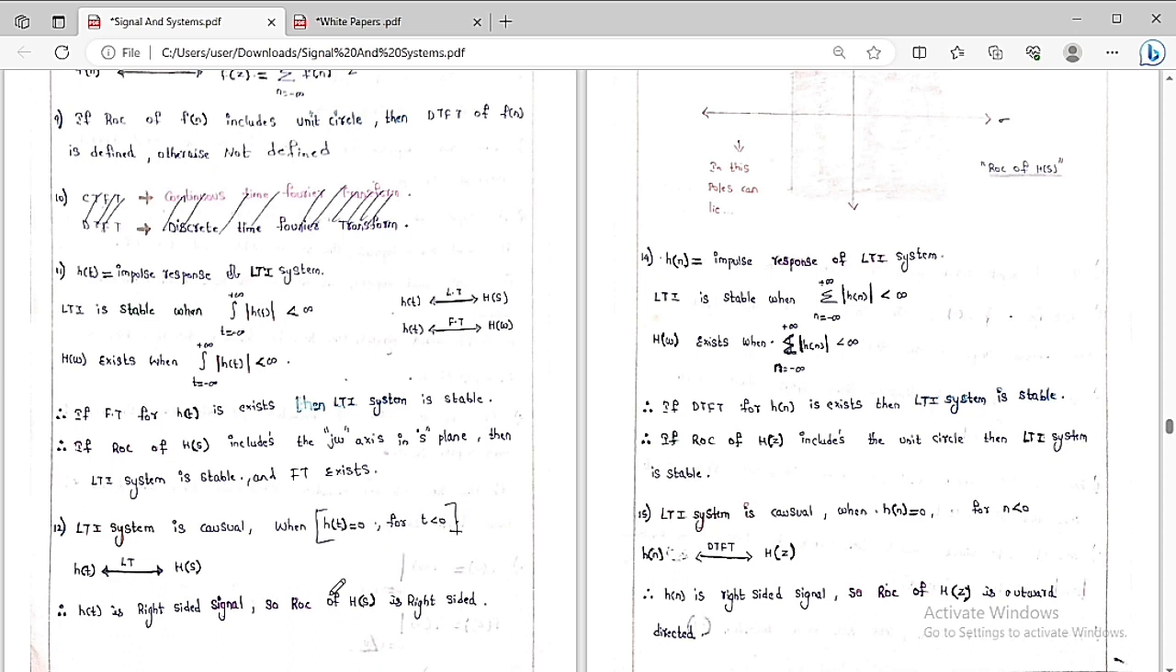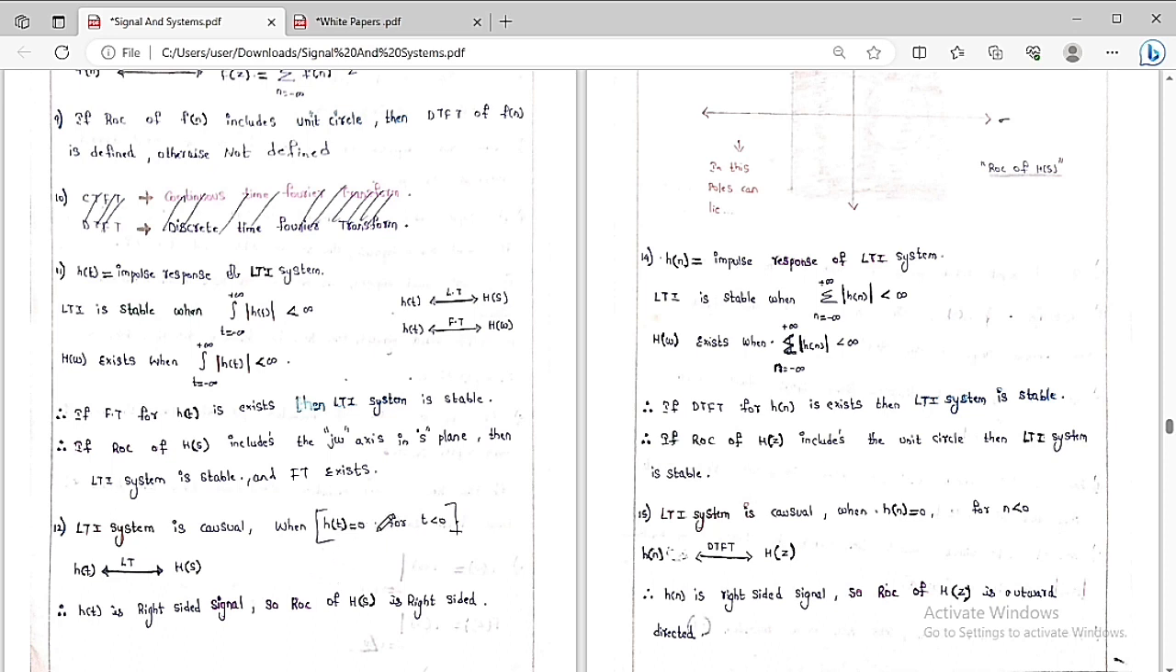So in this case, if you want the LTI system to be causal, then the impulse response should be 0 for t less than 0. That means h of t is a right-sided signal, so the ROC of H of s is also towards the right side in the s plane. So this is what I am trying to tell you.